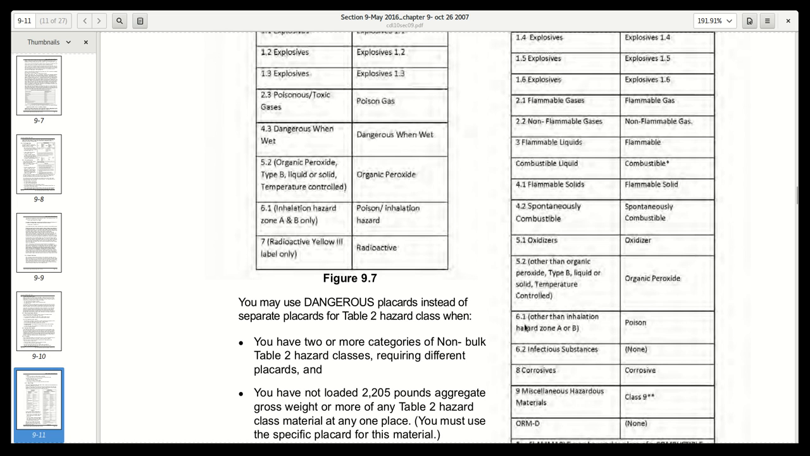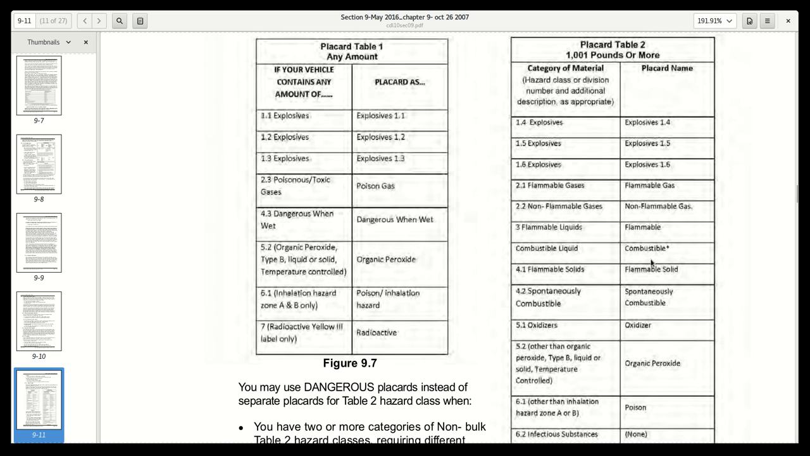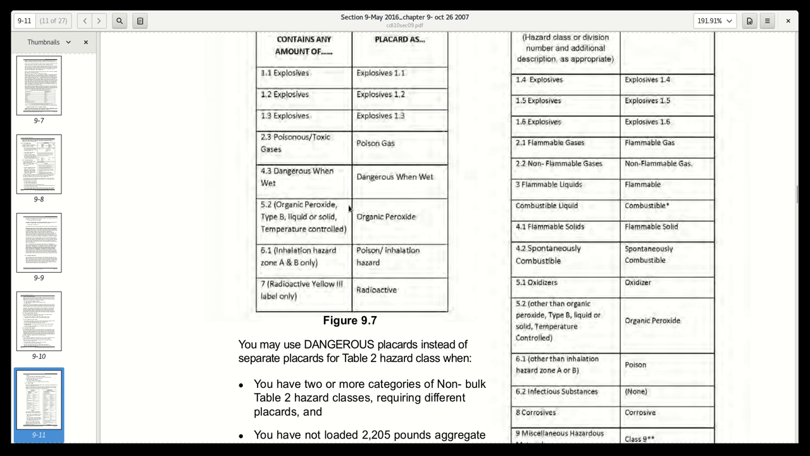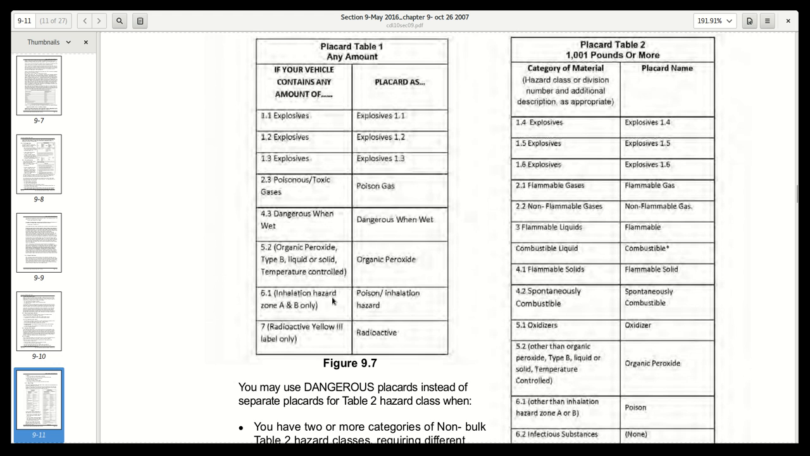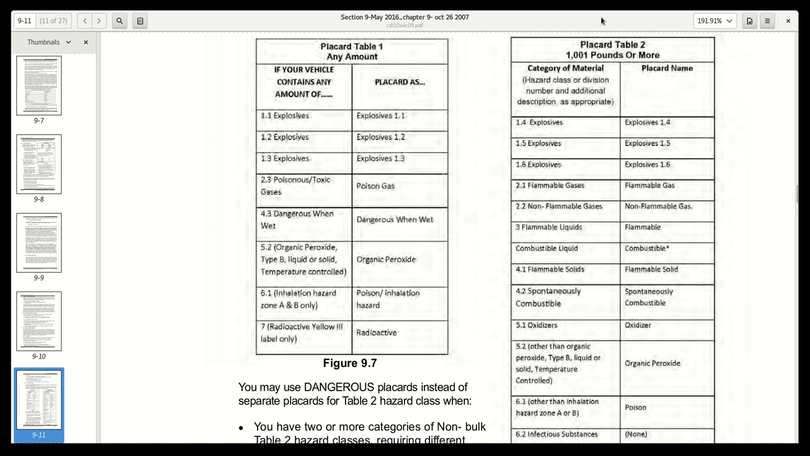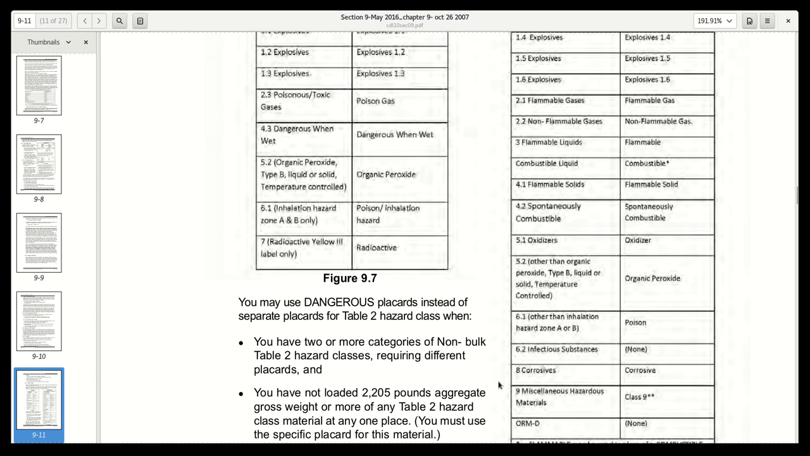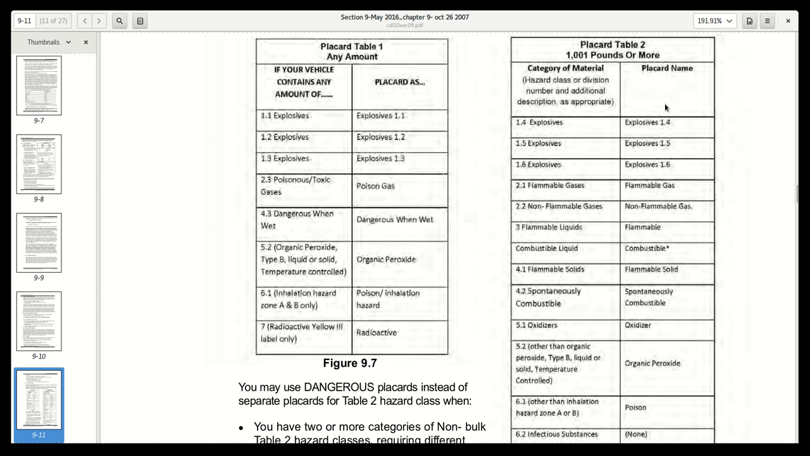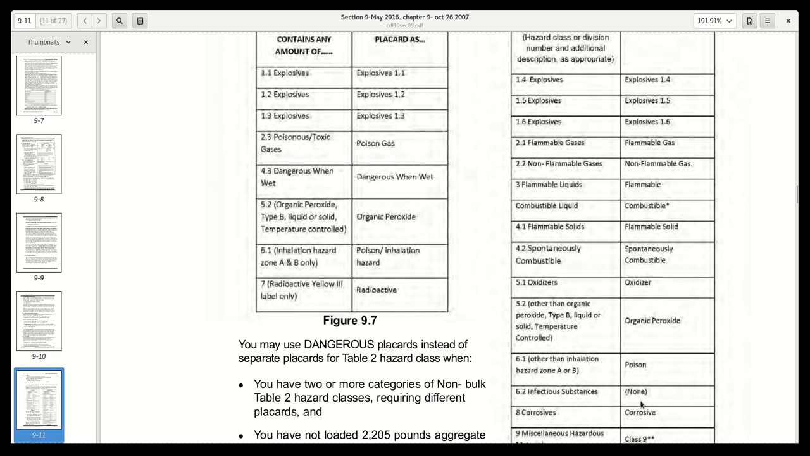If you have 1,001 pounds or more of 6.1 other than inhalation hazard, zone A or B, then at 1,001 pounds or more, you placard it as poison. Notice again the overlap of categories. Inhalation hazard for any amount, and then other than inhalation hazard zone A or B for 1,001 pounds or more. So make sure you know the difference between those. 6.2 infectious substances. Placard name says here none.